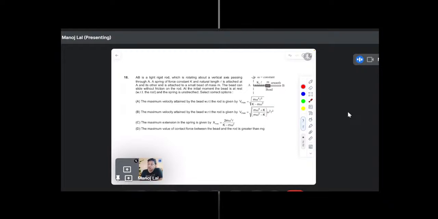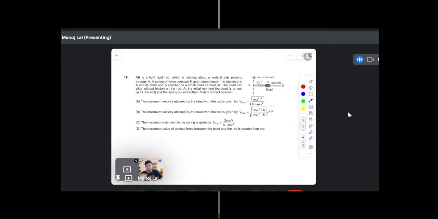As the rod starts rotating about this vertical axis, one end of the rod is fixed with the spring, and the other end of the spring is connected to the bead, which is on the rod. The bead can slide smoothly along the rod since there is no friction. So this is the situation. Once we give the angular speed omega to the rod about this vertical axis, we can understand that the bead will move away from the axis and the spring will elongate.